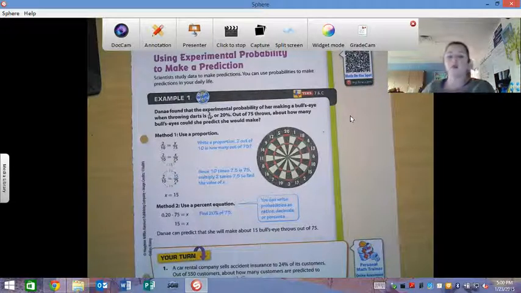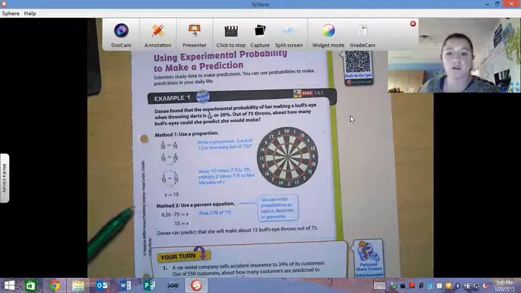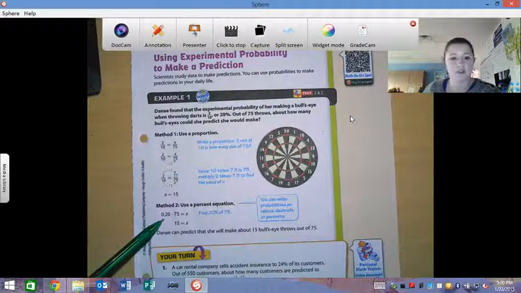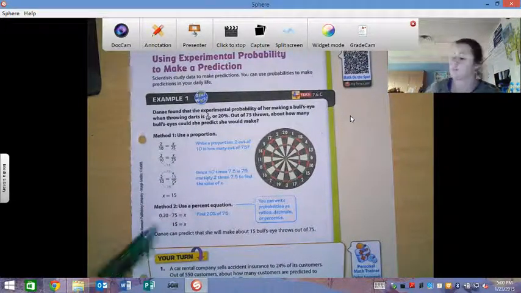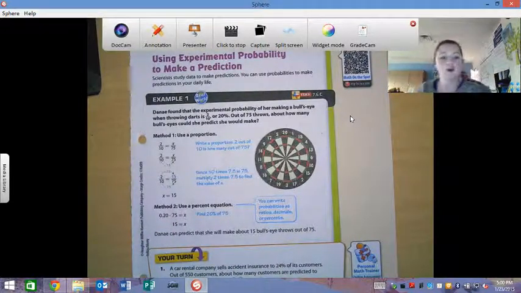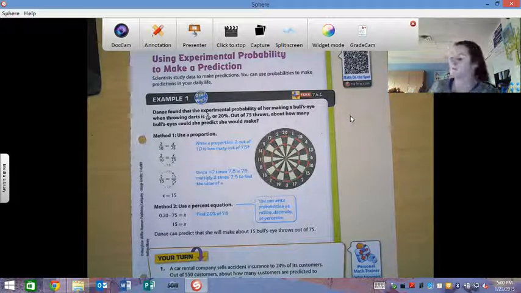The other way that you could do it, and what a lot of people find the easier way, is that you could use a percent. So we change our 20% to a decimal, which is 0.2, and then multiply that by 75, and we still end up getting 15. So Danae can predict that she will make about 15 bullseyes out of every 75, which is much more than I would make. I would probably make 1, maybe, if that.